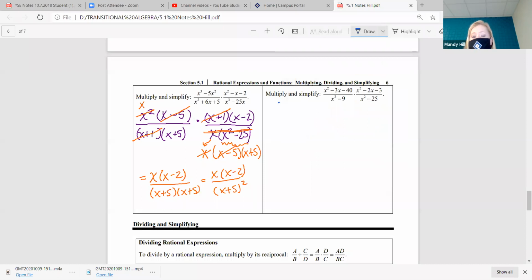Okay, turned it up a notch, right? This is a little bit more difficult. Kind of pulling everything together. So we know that we've got to factor this stuff out. So we need something that multiplies to negative 40 but adds to negative 3. Is it negative 8 and 5? So X plus 5, X minus 8. Negative 8 times 5 is negative 40. Negative 8 plus 5 is negative 3.